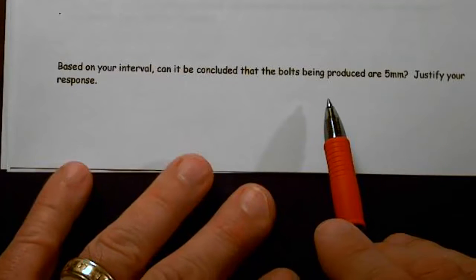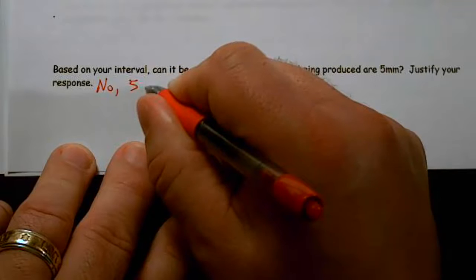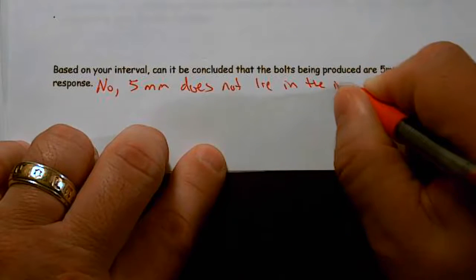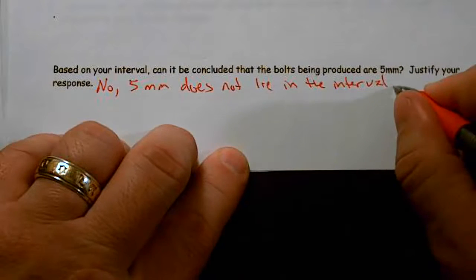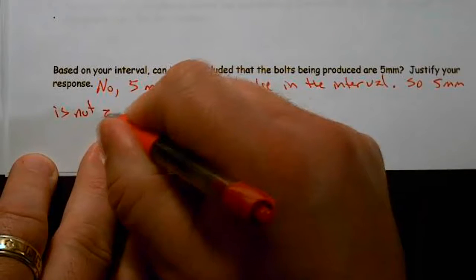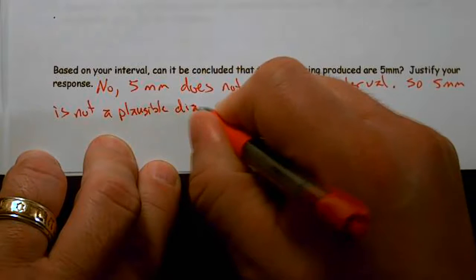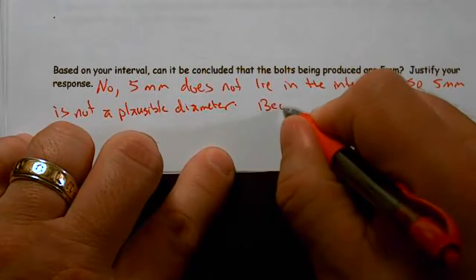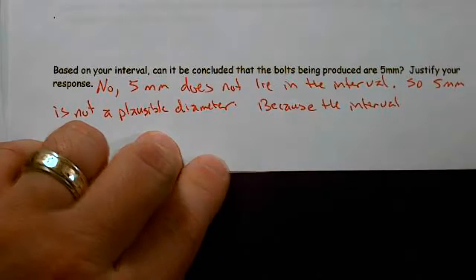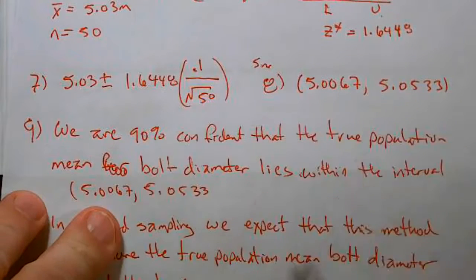So based on our interval, can it be concluded that the bolts being produced are 5 millimeters? And the answer is no. 5 millimeters does not lie in the interval. So 5 millimeters is not a plausible or reasonable diameter because the interval is above 5 millimeters, because we had an interval of 5.0067. So 5 millimeters is somewhere down here. So it's somewhere over here. So this interval lies above it.